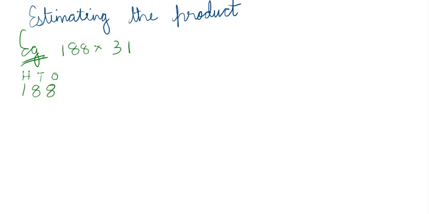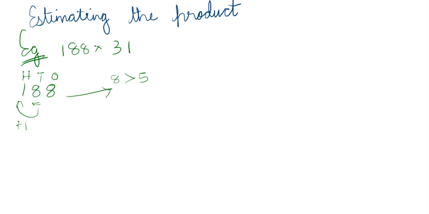So now since we have to round it off to the nearest 100, we will be looking at the tens place. So in our tens place, we have got 8, which is actually greater than 5, which means you will have to add 1 to your hundreds place.